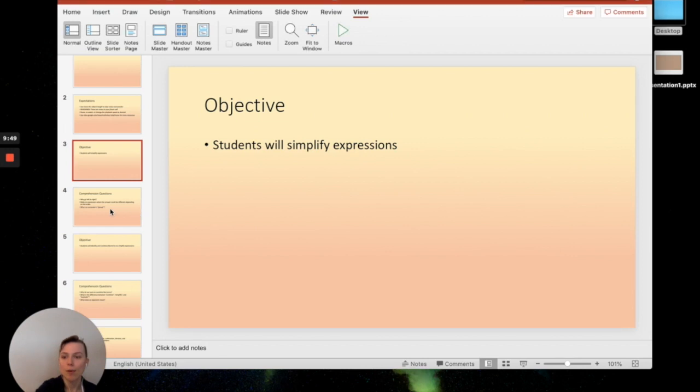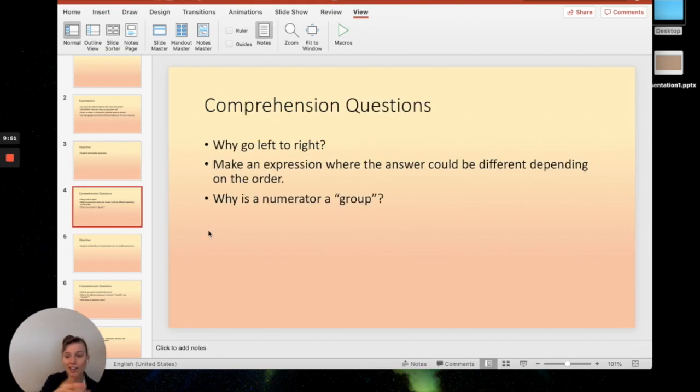Comprehension questions for today. Why go left to right? Can you make an expression where the answer would be different depending on the order? And then, why is a numerator a group, or why is a denominator a group? So think about those, discuss with a partner or someone near you, and have a great day.